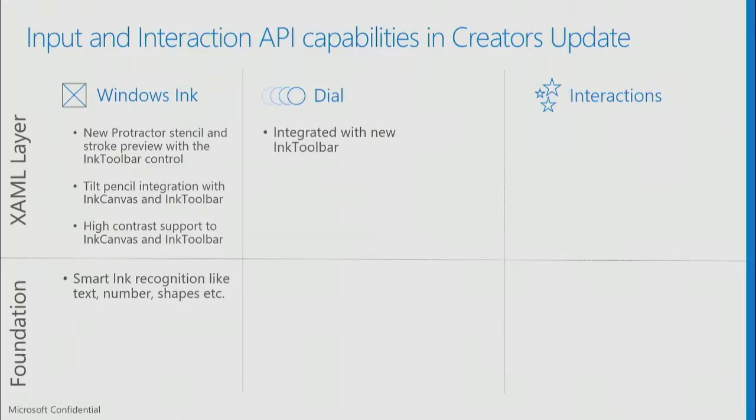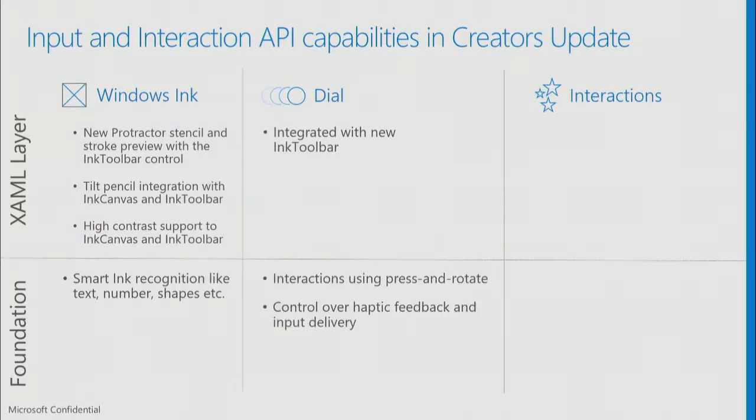We already talked a little bit about Smart Ink recognition, where Kevin showed how Smart Ink can be used to recognize shapes. In addition to shapes, Smart Ink is also able to recognize texts and numbers. We also have new interactions with Dial. With the radial control API that we added for Dial, you can now specify custom interactions using press and rotate. You can also have fairly high level of control over haptic feedback and input delivery.